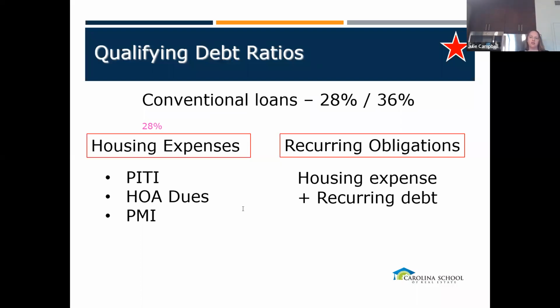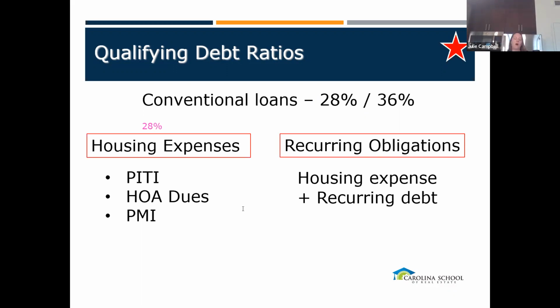The 28% ratio looks at the borrower's housing expenses. The lender defines housing expenses as your PITI, principal and interest, taxes and insurance, a 1/12 of your annual taxes, and a 1/12 of your annual insurance. The lender considers housing expenses HOA dues if applicable. If the property's in an HOA, they got to take HOA dues into consideration. If it's not, then we don't have to worry about it.